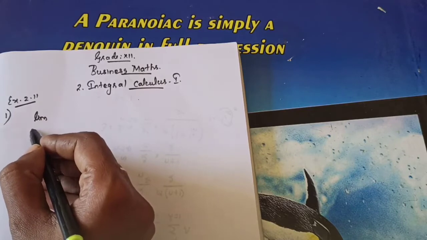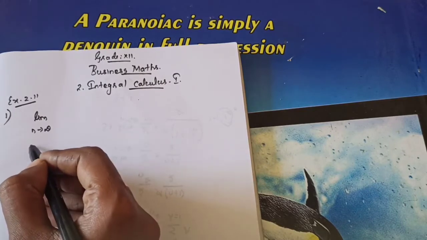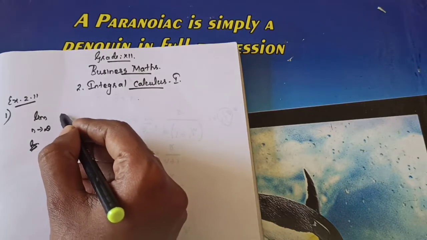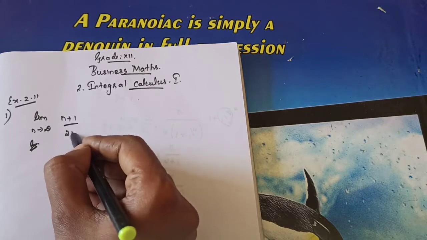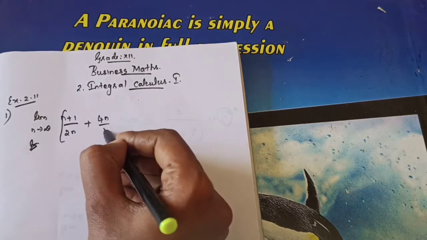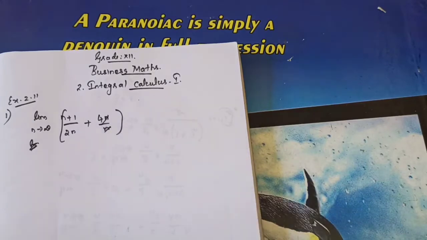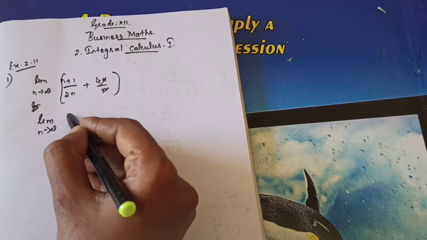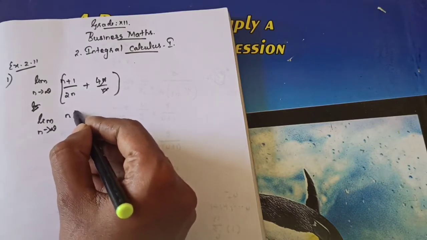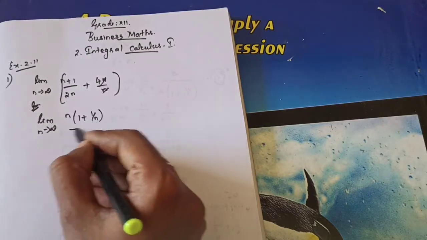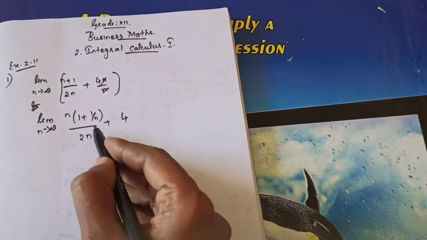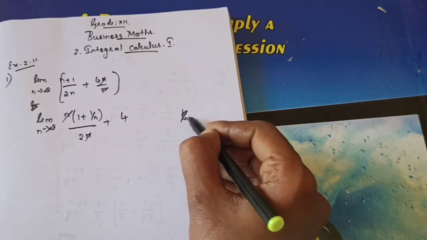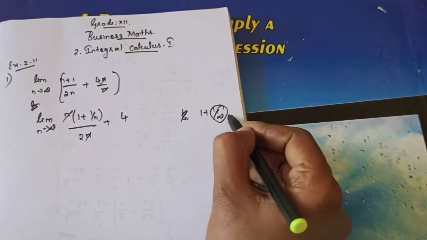That is limit n tends to infinity. Up to here we have completed: that is (n plus 1) by (2n plus 4n) by n. Here n and n will get cancelled. Now what will you do? Limit n tends to infinity, here you can take the n outside in the numerator. So 1 plus 1 by n divided by 2n plus 4 is there. This n and n will get cancelled. Now in the place of n you apply the infinity. So 1 plus 1 by infinity, this term will become 0.